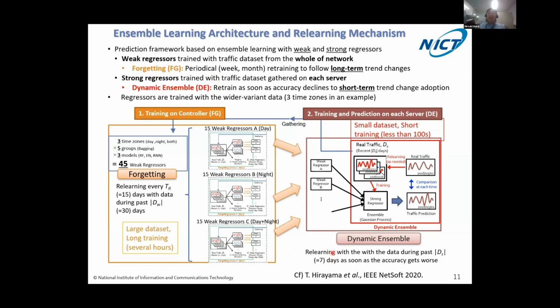In the dynamic ensemble process, the strong regressors are trained with the data collected on the server over the past few hours or days when prediction accuracy falls. This process is designed for the adjustment of strong regressors to adapt to changes in trend on a short time scale.